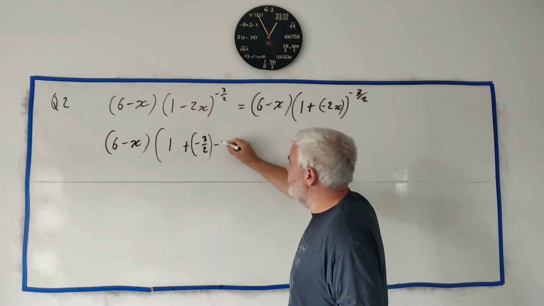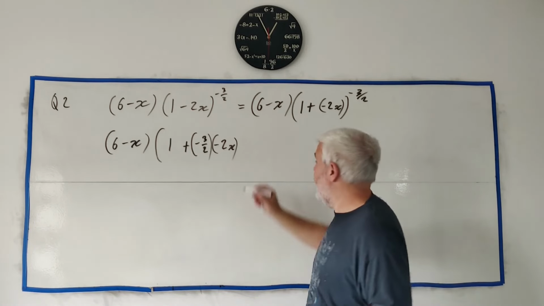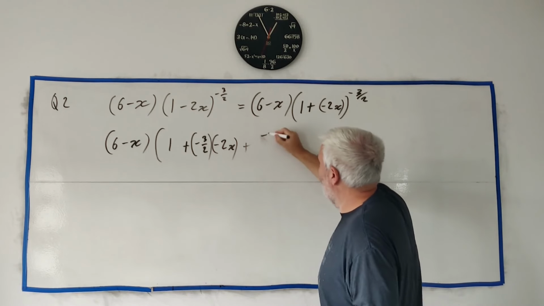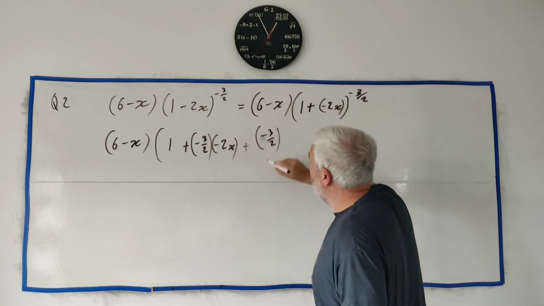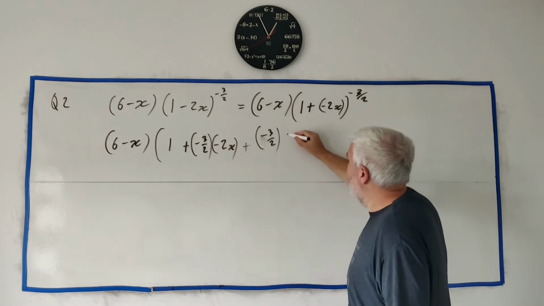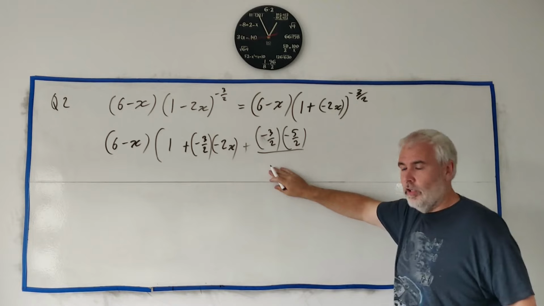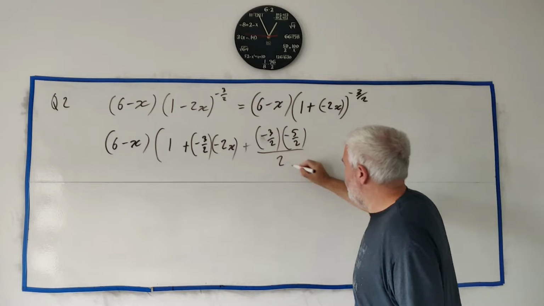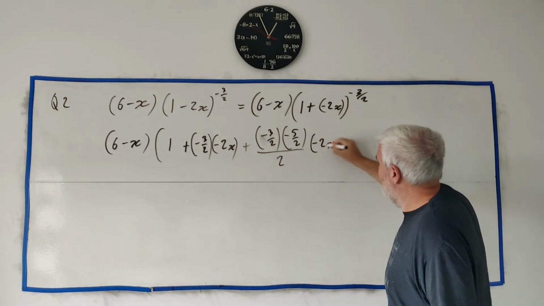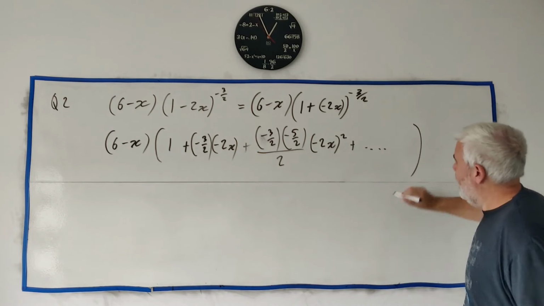That x is minus 2x. The formula continues and says plus n, or sorry, instead of n we're putting in minus 3 over 2 multiplied by n minus 1. Minus 3 over 2 take away 1 is minus 5 over 2, divided by 2 factorial. That's 2 times 1, which is 2, multiplied by x squared. Well, that's minus 2x all squared. And this continues on, plus dot dot dot, continues on like that.